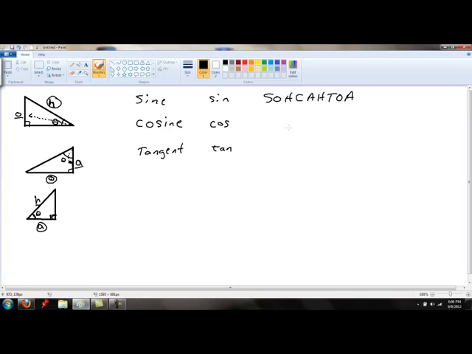Alright, SOHCAHTOA. This is broken up into three parts. It helps you determine which one of the three functions you want to use. It stands for sine, the opposite side and the hypotenuse, or cosine, the adjacent side and the hypotenuse, or tangent, the opposite side as well as the adjacent.